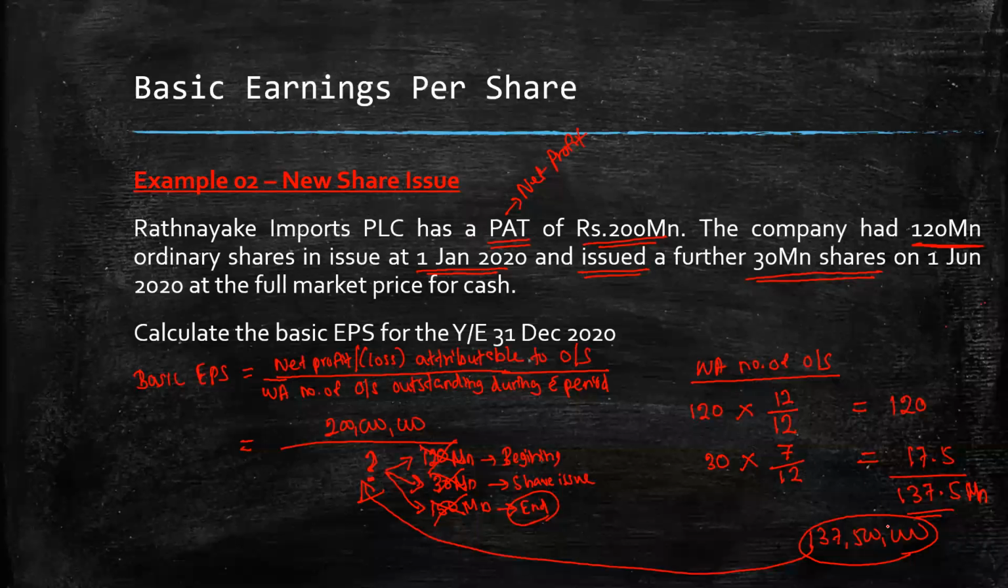Then it should be what? It should be the weighted average number of ordinary shares outstanding during the period. That one we need to separately calculate. How to calculate? I have demonstrated it here. Right? So it should be this figure, 137,500,000. Right? 137.5 million. Therefore, what should be the basic earnings per share?